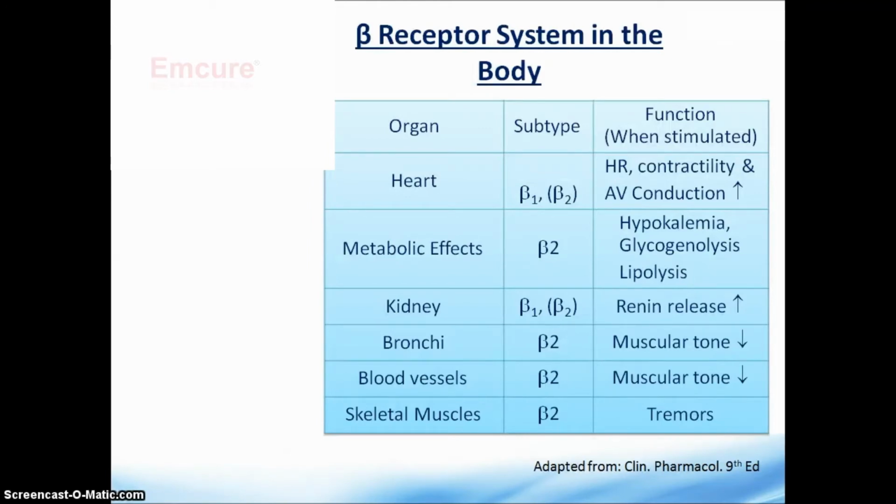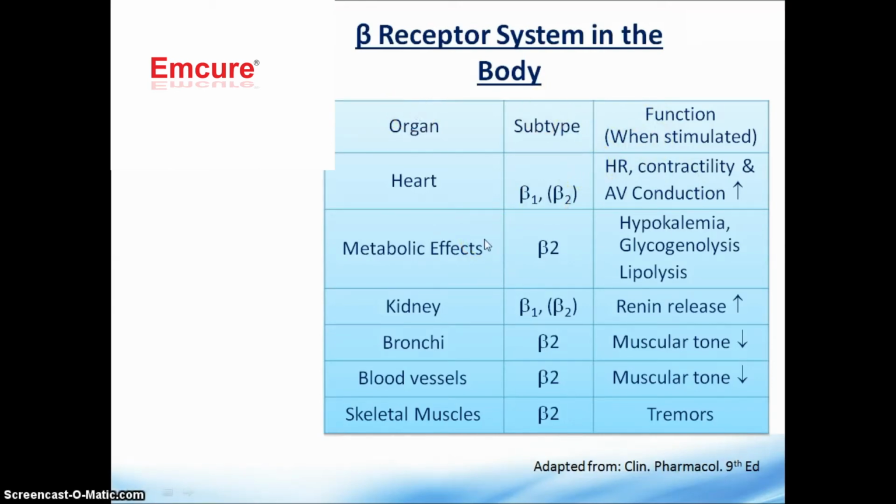Beta receptors are present in the body; in the heart we have both beta 1 and beta 2, and when they are stimulated, here we are talking about the stimulation. We are not talking about the drug. We are talking about what happens when the beta receptors are stimulated in our body and not inhibited or blocked. So this will be just opposite or reverse when they are blocked. When the heart beta 1 receptors are stimulated, they increase the heart rate, contractility, and atrioventricular conduction. So blockers will do the reverse.